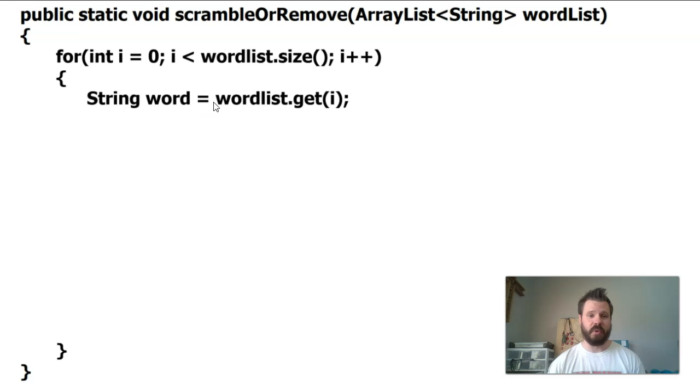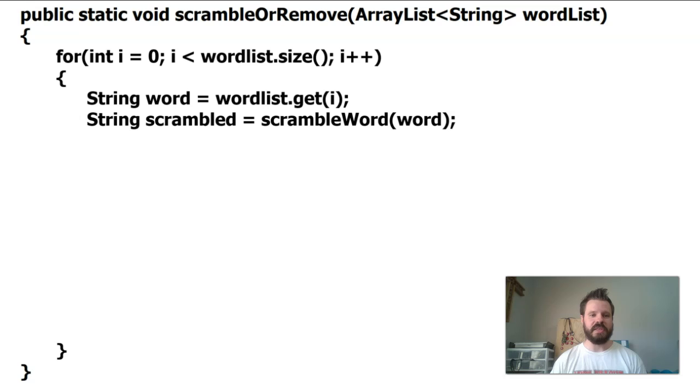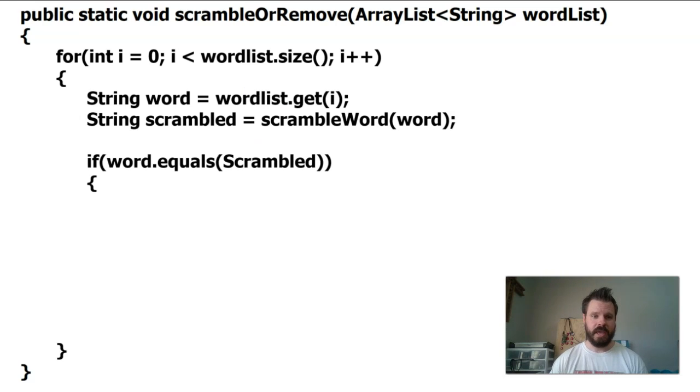So string word equals wordList.get(i). And I'm also going to create the scrambled word from that word. So we'll say string scrambled equals scramble(word), calling it on the word variable I just did. Or I could use wordList.get(i) here as well, but I might as well use that variable. And then I'm going to check, are the word and the scrambled word equal?